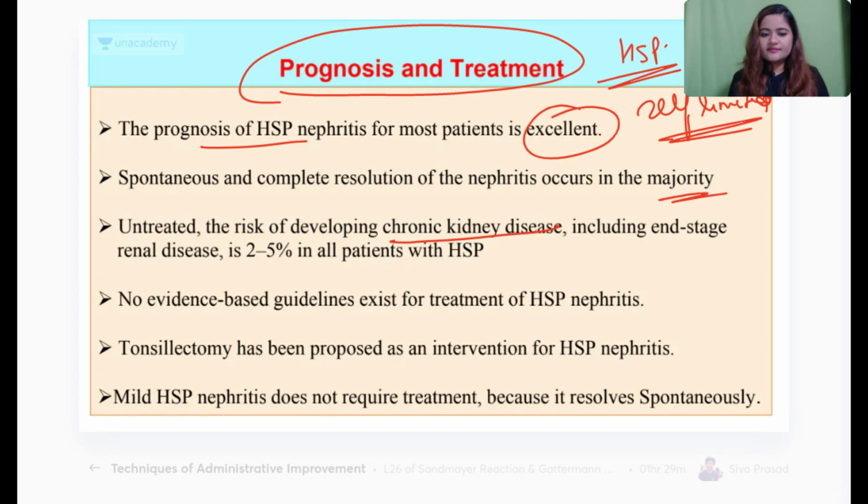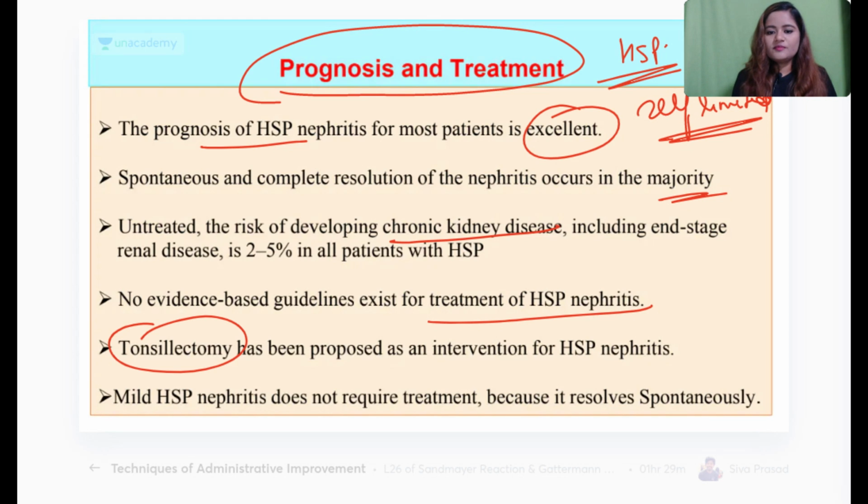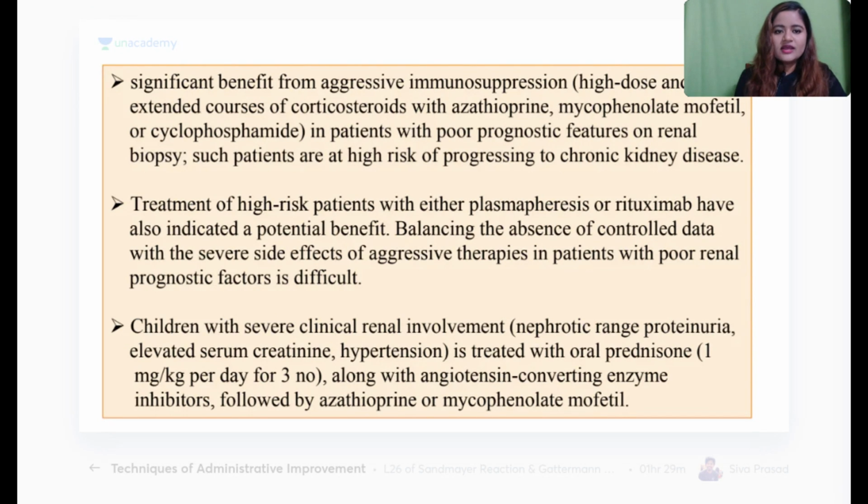However, you don't have any exact treatment that you give and HSP nephritis will resolve. All we can do is to prevent the complications of upper respiratory tract infection. So tonsillectomy can be done if any child gets repeated infections of the throat, as that could lead to a complication of HSP nephritis. Now, mild HSP nephritis does not require any treatment. Even conservative treatment is not required. It will resolve on its own.